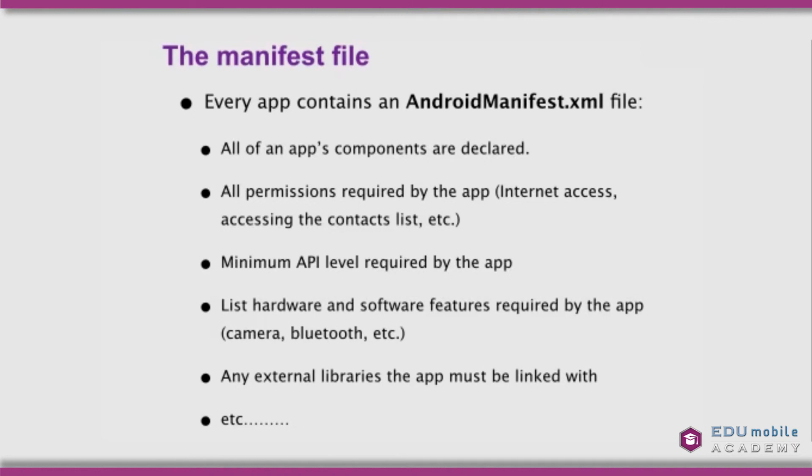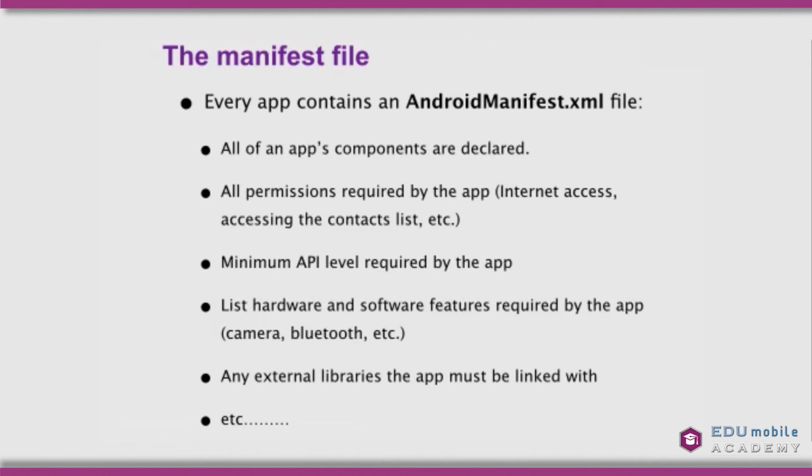We also declare the minimum API level required by the application. We have to list the hardware and software features of the device that are required by the app. In other words, the app wants to use the camera or Bluetooth or some other piece that is used by the app. Location services is an example of this. And then any external libraries that the app has to be linked with will need to be declared in the Android manifest file as well.